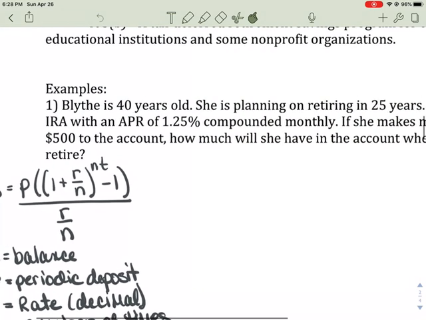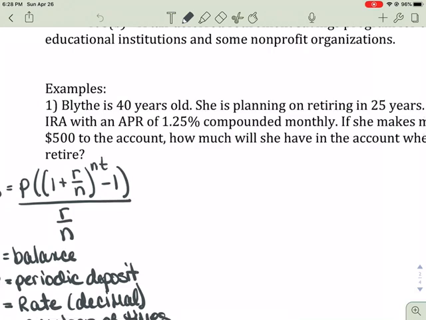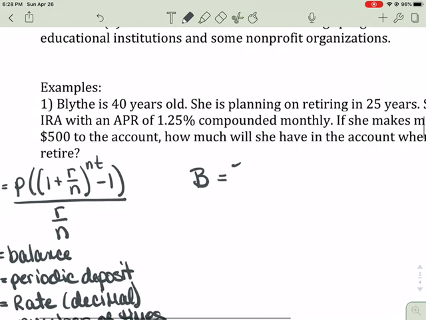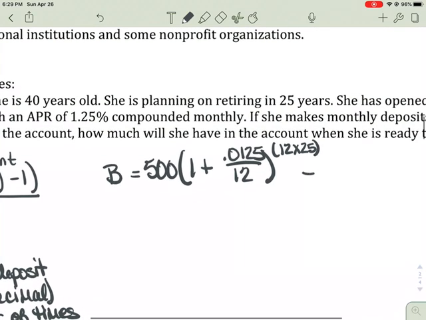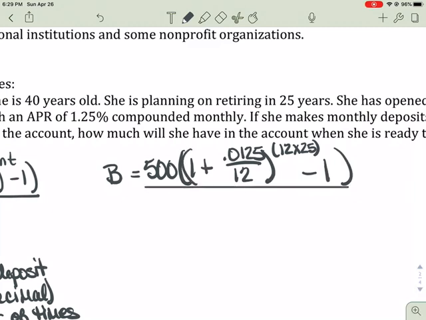All right, so let's put our values into our formula here and see if we can figure out how much she's going to have in 25 years. So our balance is going to equal $500 times 1 plus 0.0125 divided by 12, whole thing taken to the 12 times 25th power minus 1. Oh, I got to put in a parenthesis here. All right, and then that whole thing is divided by 0.0125 divided by 12.